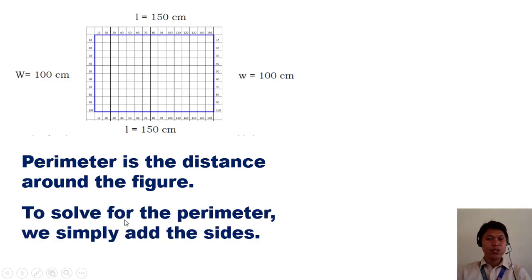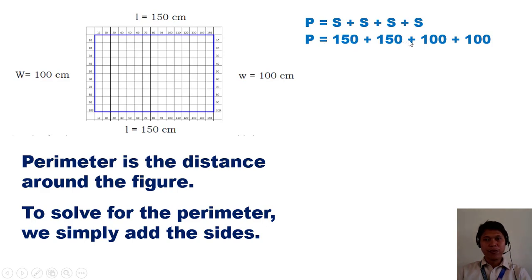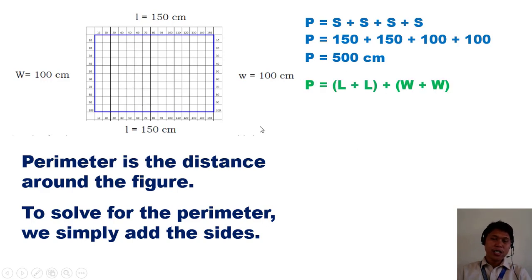And to solve for this is just simply add the sides. To do that, it is s plus s plus s plus s. There are 4 sides, so 150 plus 150 plus 100 plus 100. 150 plus 150 is 300, plus 100 is 400, plus 100 is 500 centimeters. Then that's our perimeter. Or there is another way.